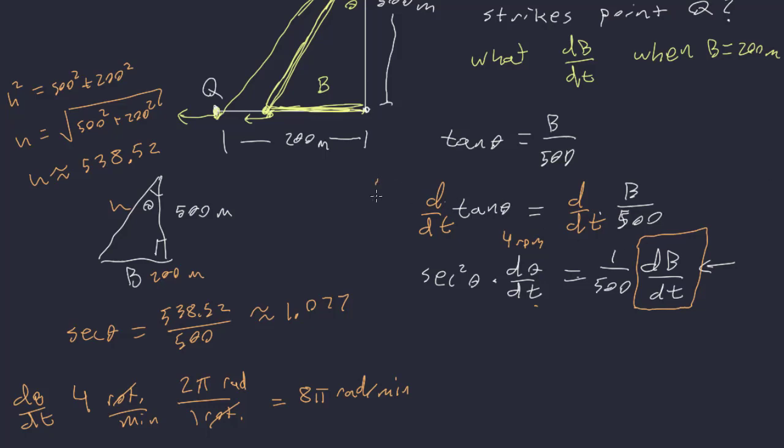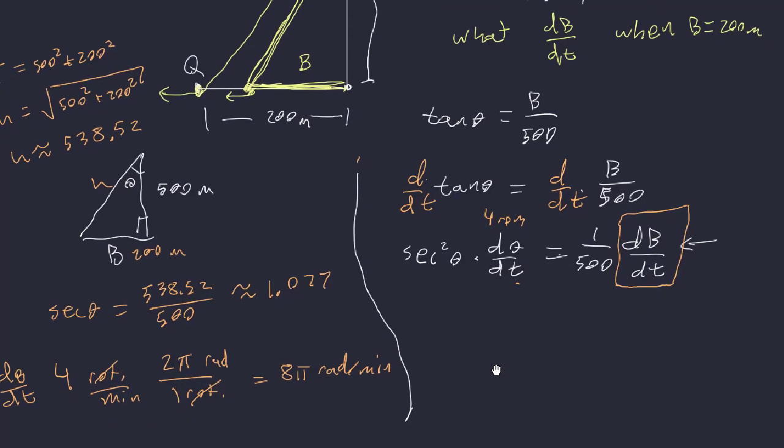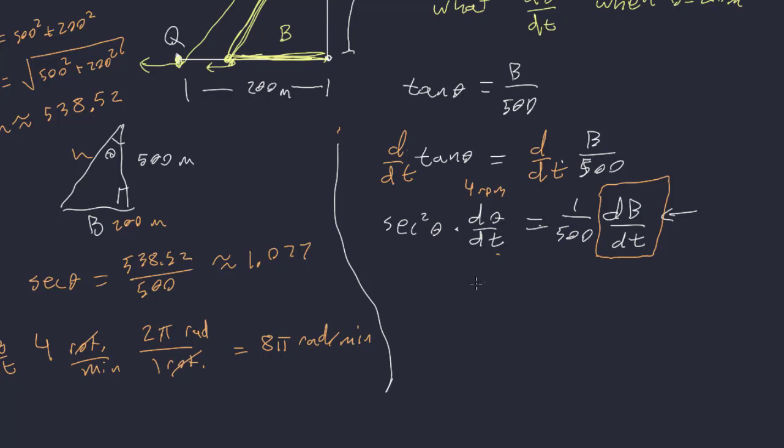All right, so let's break this off a little bit. So secant squared, well, that's going to be 1.077 all squared. Okay, then it will be 8 pi radians per minute. Now note, this is unitless because this is meters over meters. So this is unitless, okay?